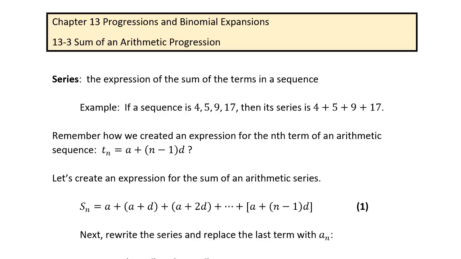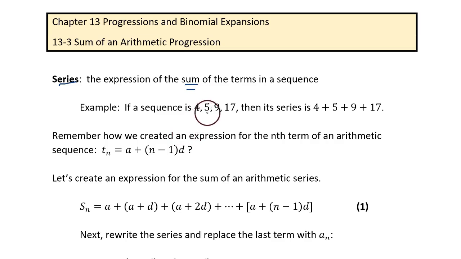This video is for section 13-3, the sum of an arithmetic progression. An arithmetic progression, also called a sequence, is a list of numbers. That list of numbers is separated by commas. If you replace the commas with addition symbols, that creates a series of numbers instead of a sequence. A series represents the sum of the terms in a sequence.